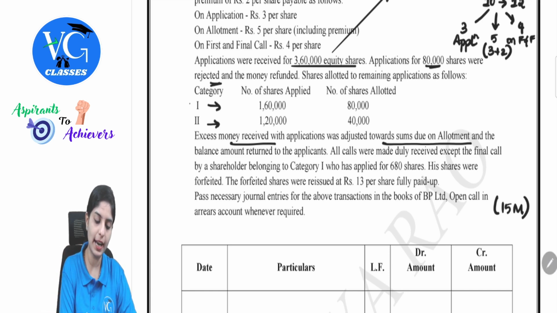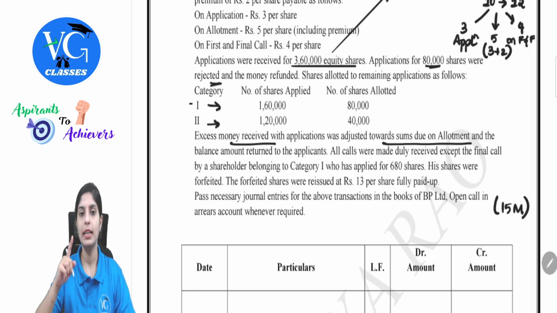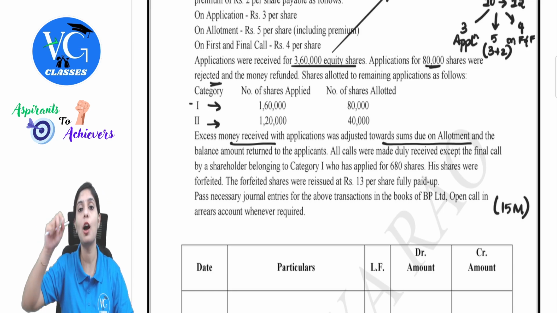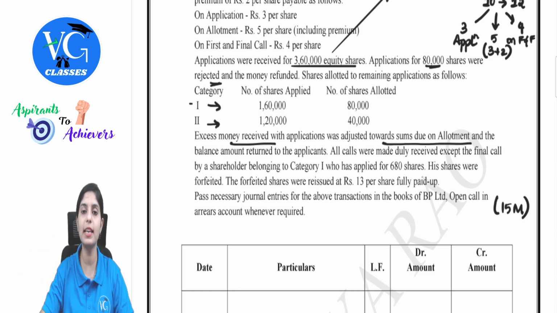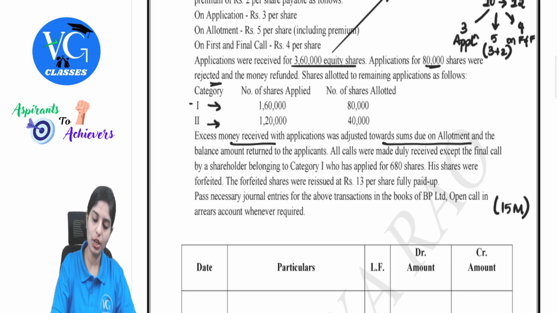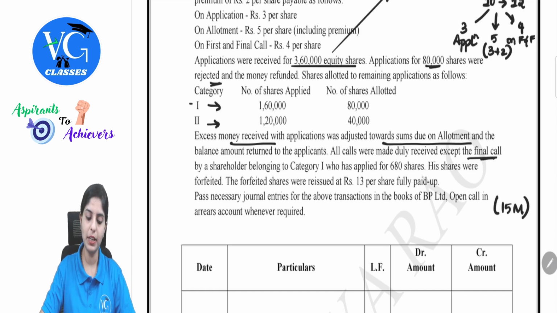So category 1 and 2 is going for pro rata allotment, who has applied for 680 shares. This is where most of the students miss out. See, if they just see 680 shares, duly received except call, they tend to go with 680 itself. But understand one thing, we have to allot it. We have to consider how much shares is allotted and then take the allotment money due. His shares were forfeited. He didn't pay what? Final call. The forfeited shares were reissued at 13 per share, fully paid up.